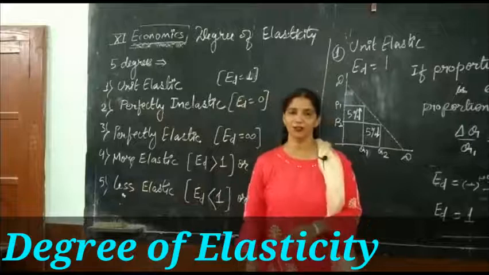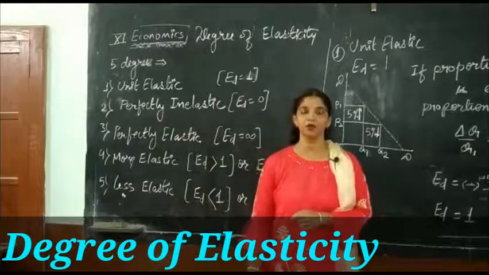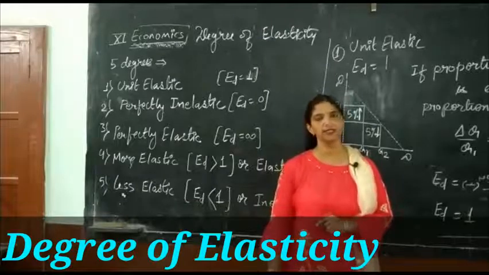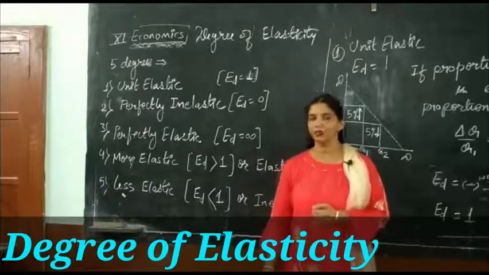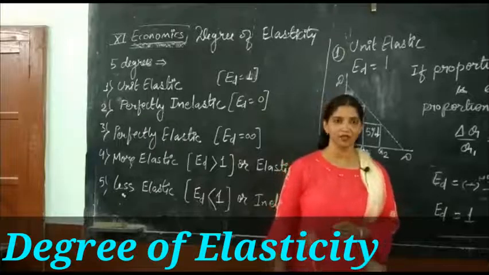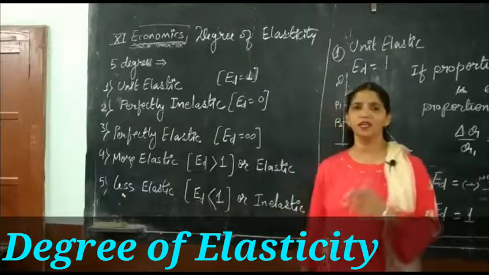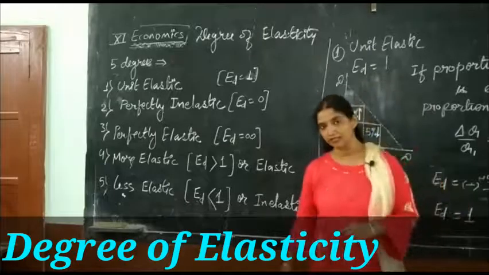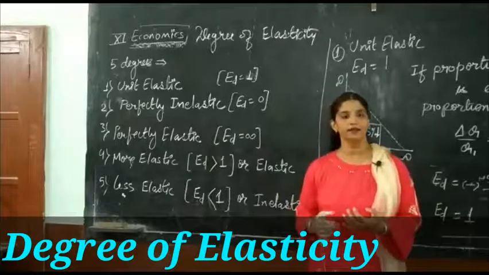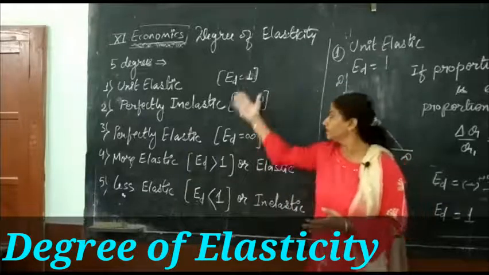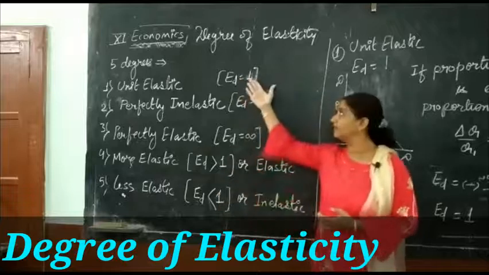In my previous videos, I have explained two methods for the calculation of price elasticity of demand. This video is about degrees of elasticity, and this is a very important topic from this unit. How many degrees are there? There are a total of 5 degrees of elasticity: 0, 1, infinity, less than 1, greater than 1. So, these are the total 5 degrees of elasticity.